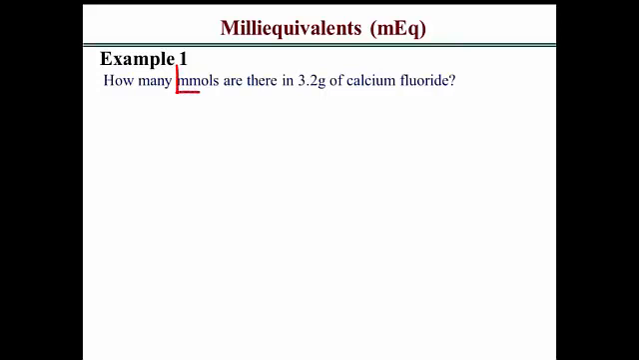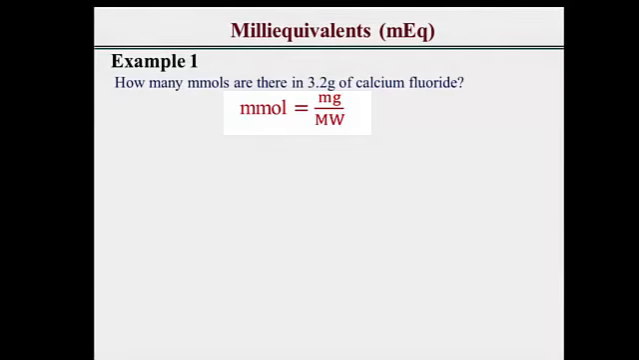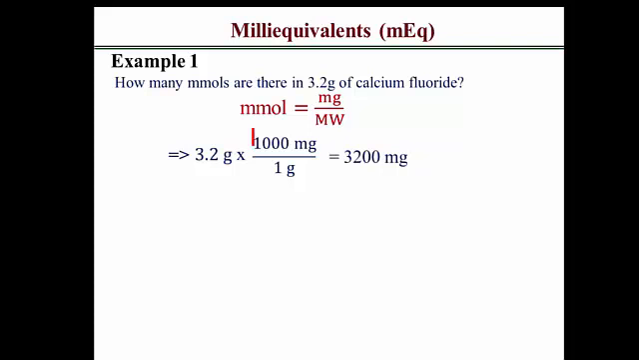It says, how many millimoles are there in 3.2 grams of calcium fluoride? We have our equation: millimoles equals milligrams divided by molecular weight. The first thing we need to do is get that 3.2 grams into milligrams. So we multiply by the conversion factor of 1000 milligrams in 1 gram, and that gives you 3200 milligrams. The next thing that we need, which is not provided explicitly, is the molecular weight of calcium fluoride.